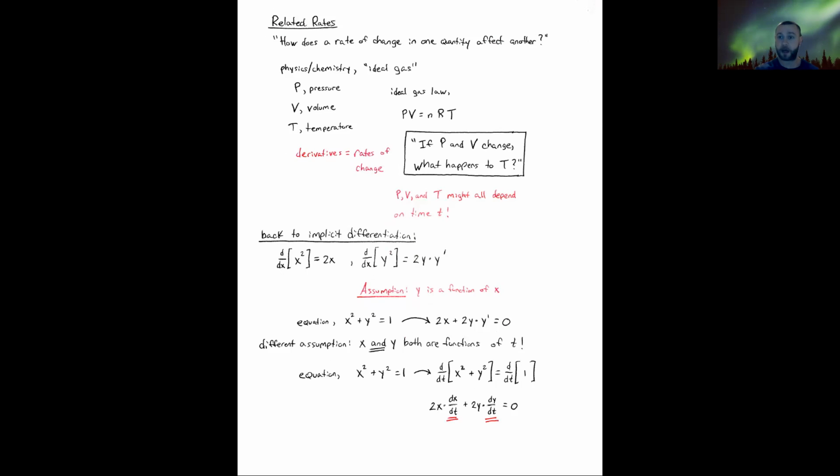So this is what we'll see in related rates problems, and it all goes back to what we did with implicit differentiation. So keep that in mind. Earlier, only y was a function of x. Now, several variables, x and y in this case, might all be functions of something else, in this case, time.